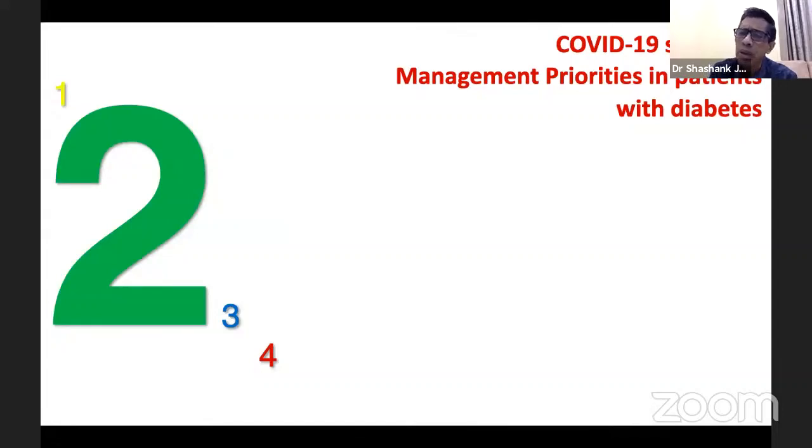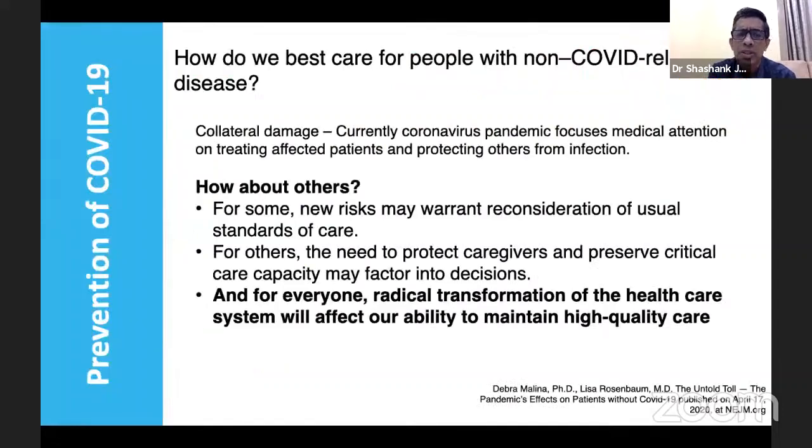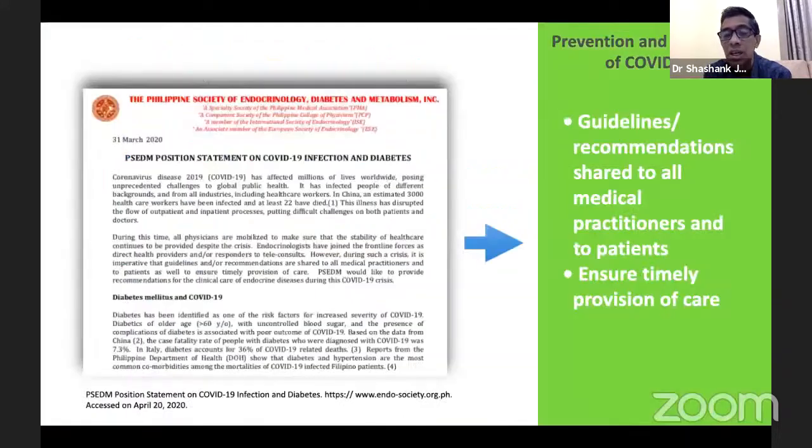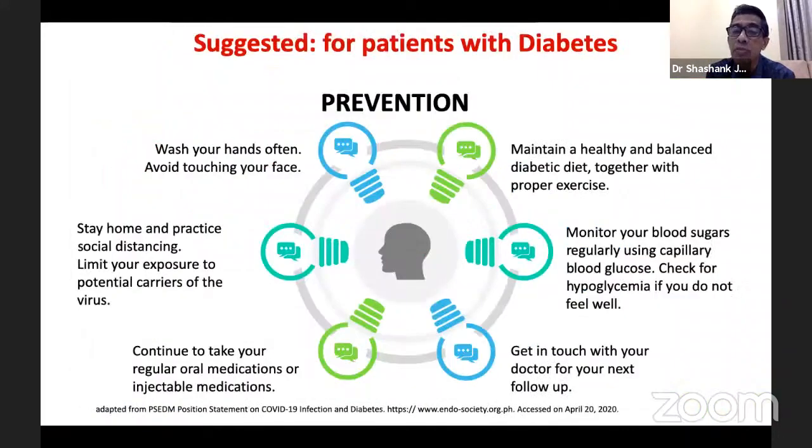So let us look at management priorities of COVID with diabetes. Well, obviously, we need to see the collateral damage, what happens with the change of care. And we know that staying healthy and controlling diabetes during the pandemic has been a big challenge for all of us as physicians at large. And we know that various authorities said that we need to get better care for diabetes.